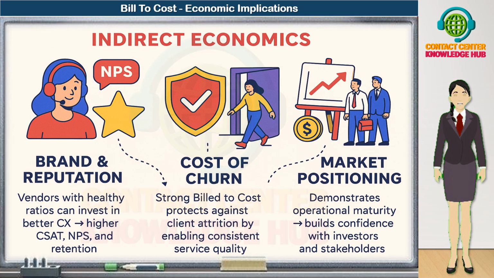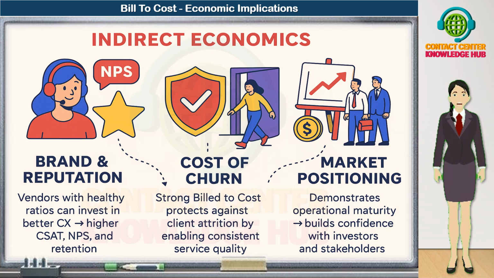Let's now explore the final dimension of the economic implications of the build-to-cost ratio: the indirect economics. Beyond direct profitability, this ratio also influences several strategic and reputational factors that define long-term business strength. First, brand and reputation. When vendors maintain healthy build-to-cost ratios, they can reinvest in customer experience excellence, improving CSAT, NPS, and overall client retention. A well-managed operation doesn't just deliver value, it earns trust and admiration in the market.